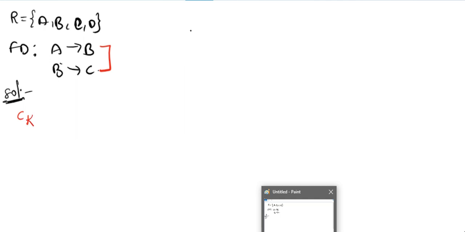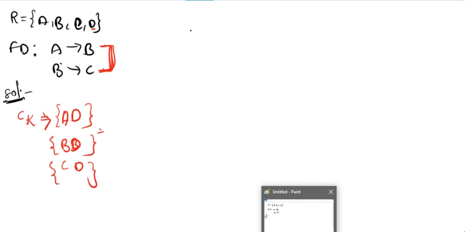So what is the first step? Which attribute is not present on the right hand side? D is not present. That's why D is one of the parts of the candidate key. And let us check one by one. A candidate key means minimum, so we should take the combination of D with other attributes: AD, BD and CD. These are the three possible combinations.